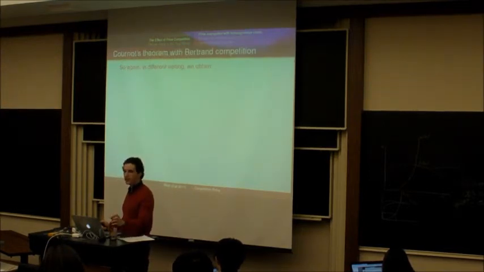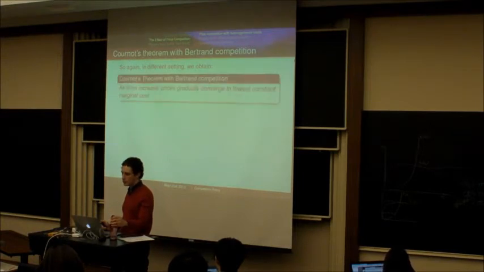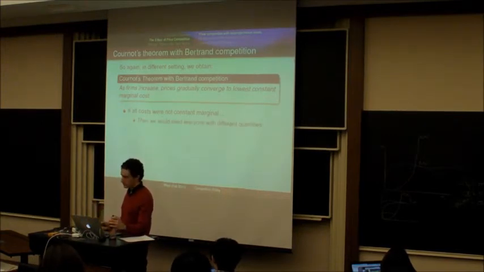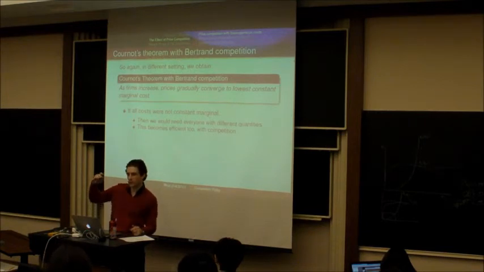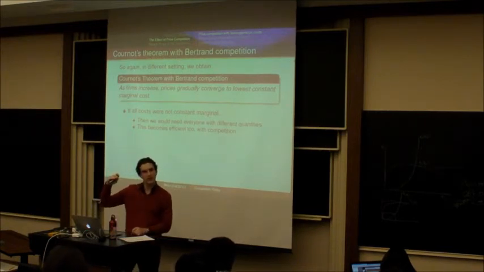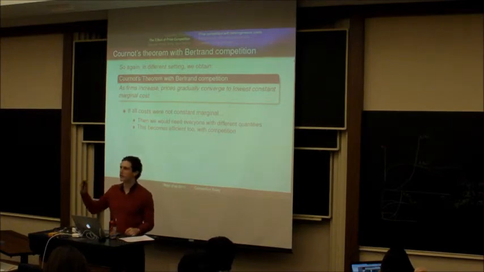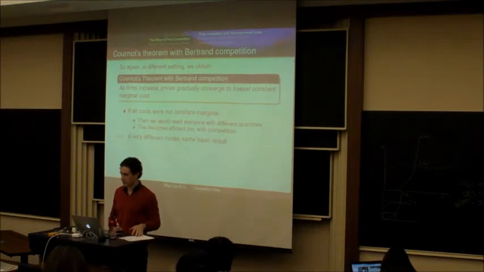So again, we obtain, in a very different sort of situation, another version of Cournot's theorem. As the number of firms increases, price gradually converges to the lowest constant marginal cost. If costs were not constant marginal, then everyone would be doing different quantities, as Rokuk was suggesting. And this is going to become efficient too, because each firm is going to think that it can only go up against the next best firm. And as long as every firm is becoming a small part of the industry, that'll happen. So in a very different model, the same basic result applies.